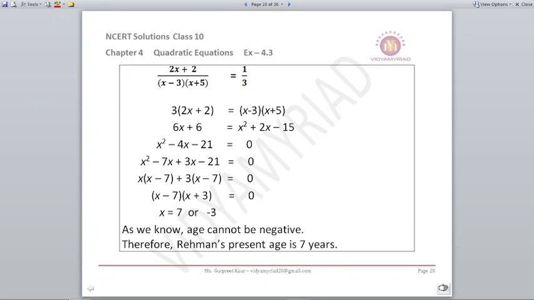Take the LCM, cross multiply. After solving, you will reach the quadratic equation, that is x square minus 4x minus 21. This can also be further solved with the help of middle term splitting. So we can directly use x square minus 7x plus 3x minus 21 equal to 0. After finding the factors, we got the value x as 7 or x is coming as minus 3. Now we know age can never be a negative number. So Rahman's present age is 7 years according to the question.